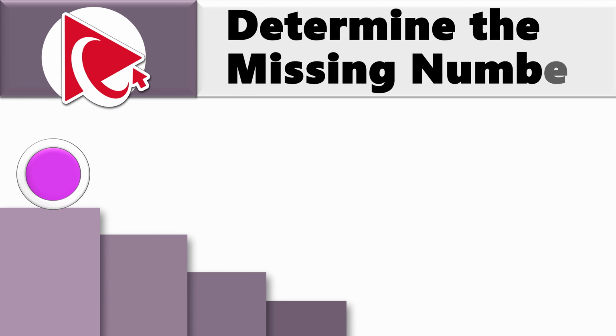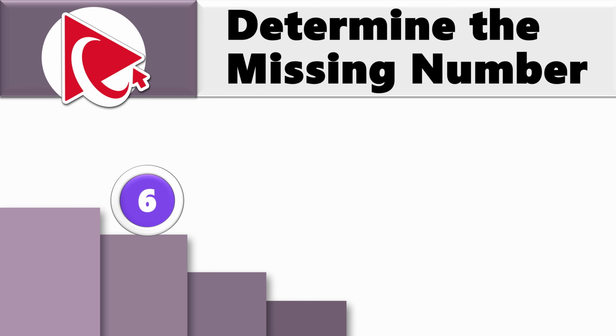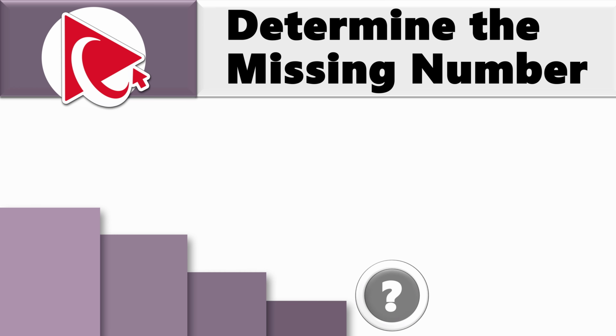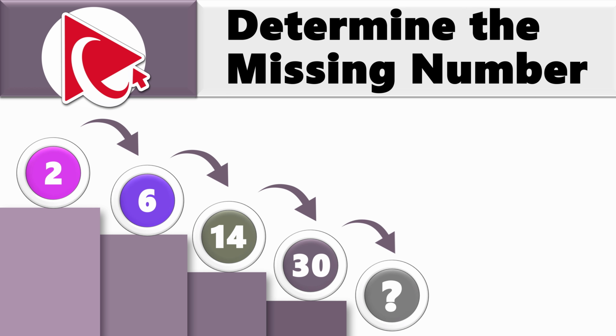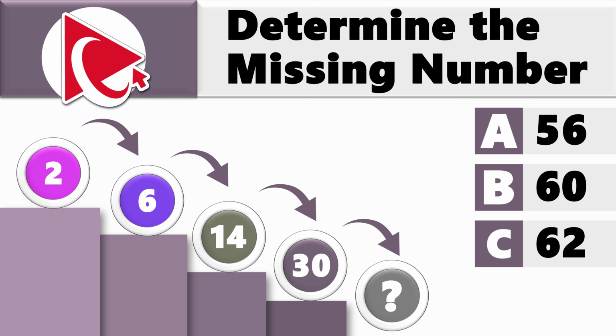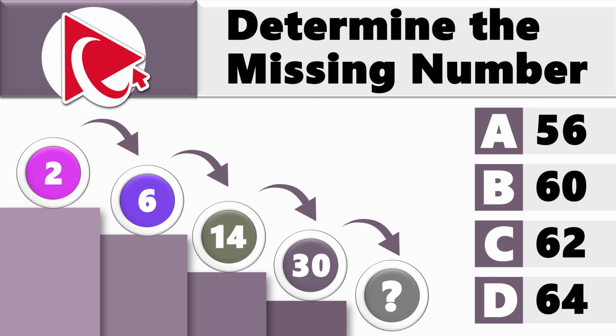You are presented with a ball, which falls on the stairs, and with each fall, it changes the number. The numbers starting from the top are 2, 6, 14, 30, and then comes the missing number, which you need to determine and select out of 4 possible choices. Choice A, 56, choice B, 60, choice C, 62, and last but not least, choice D, 64.